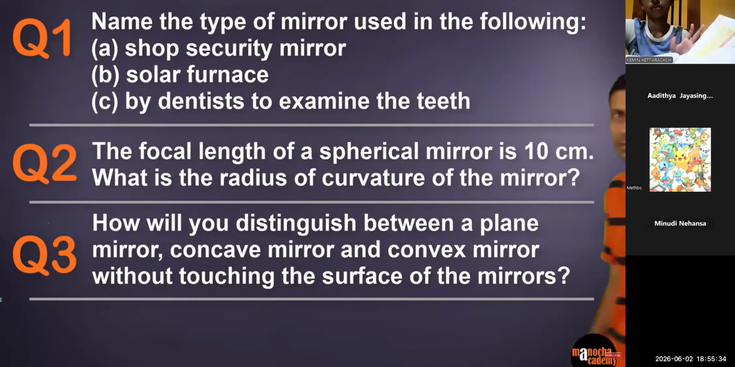Convex. Shop security mirrors. Concave? I need the answers from everyone, not only one. It's a convex mirror. Why? It narrows down the large white space to a small space. Convex, putha. Give me a minute.